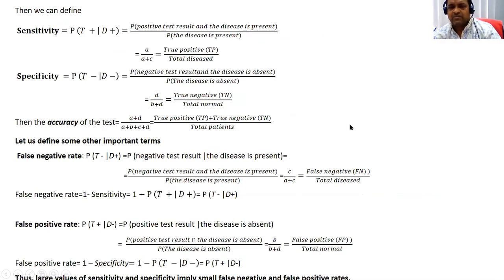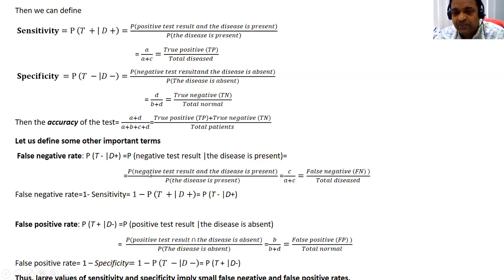Let us define the other terms. These are the correct identifications: sensitivity, specificity and accuracy. But there are some other terms, the mistakes made by the lab test. One of them is called false negative. That is when the laboratory test result is negative, but the patient is actually suffering from the disease. This is called false negative. The lab falsely identifies the patient as not having the disease, but the individual actually has the disease. This is one type of conditional probability, called false negative.